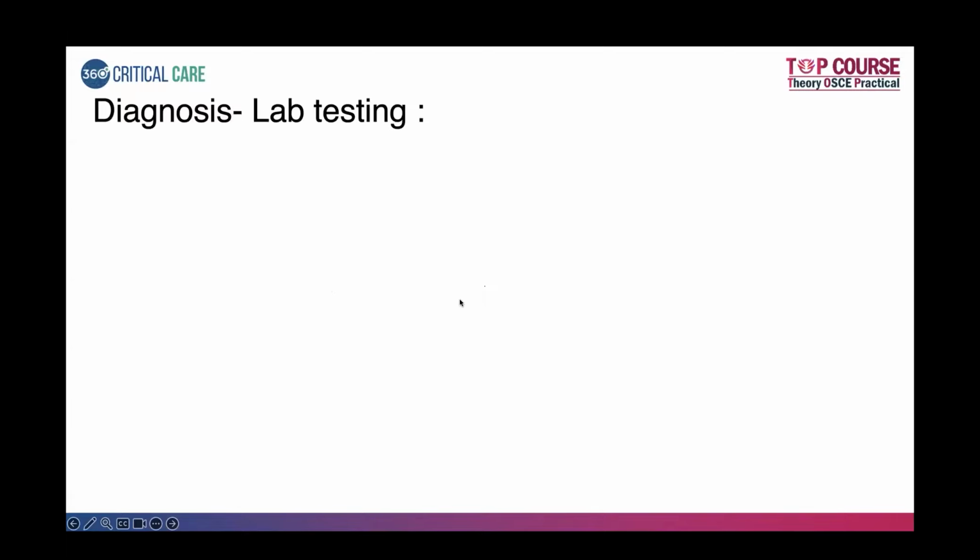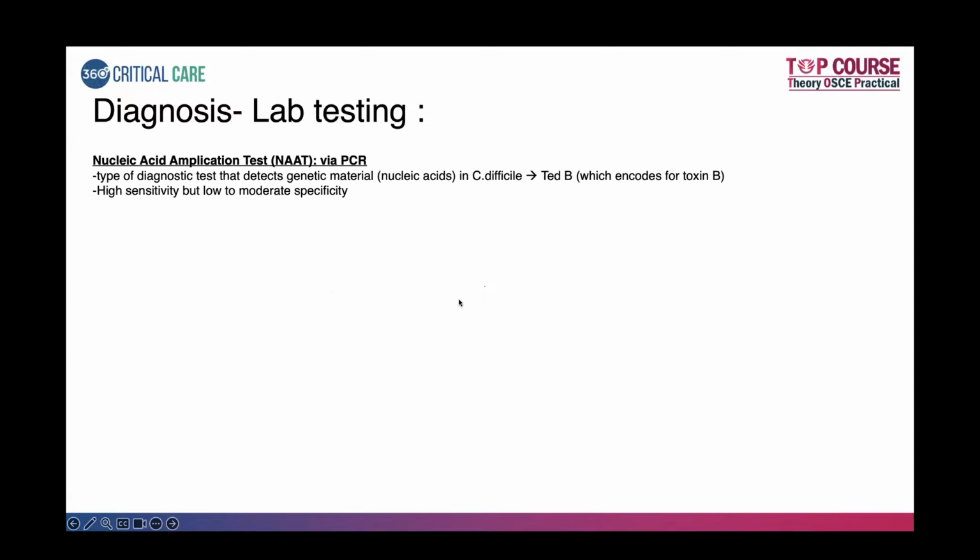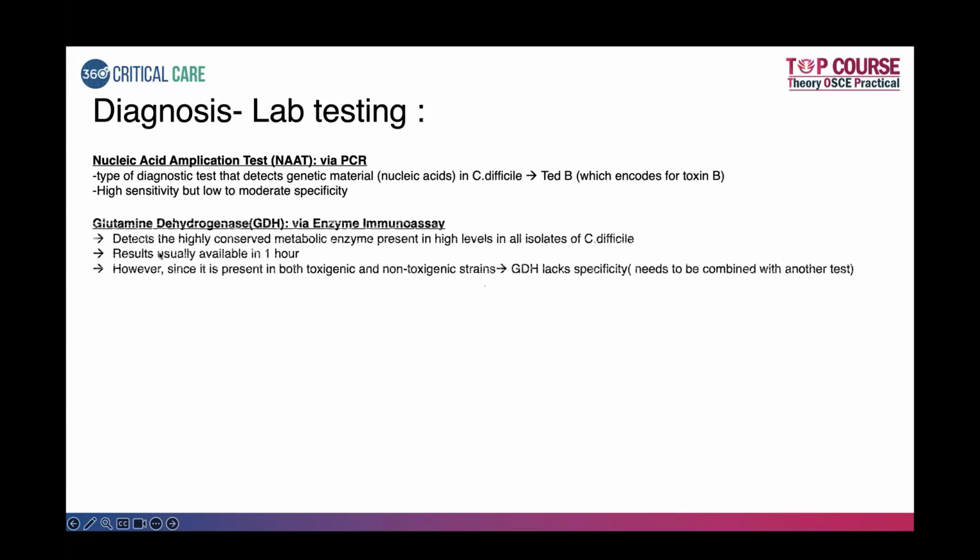So coming to the diagnosis, for lab testing you can go with nucleic acid amplification testing via PCR. It's a type of diagnostic test that detects the genetic material in C. difficile. It identifies the tcdB gene, which encodes for toxin B. It has high sensitivity but low to moderate specificity.